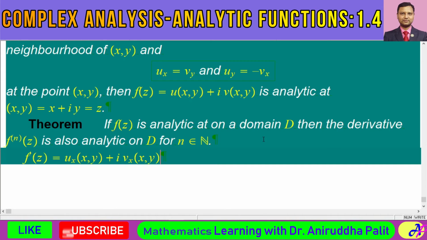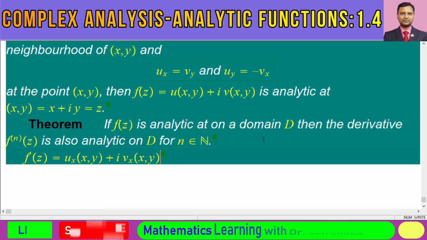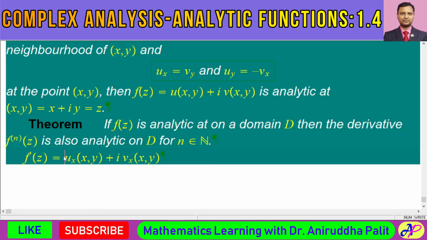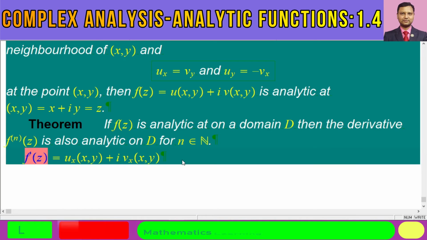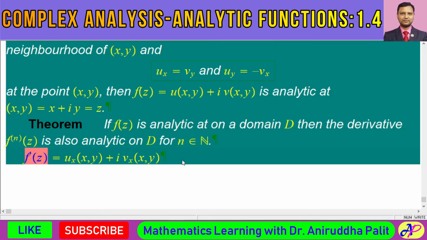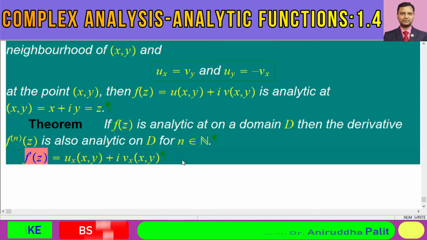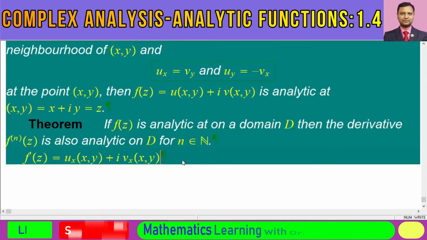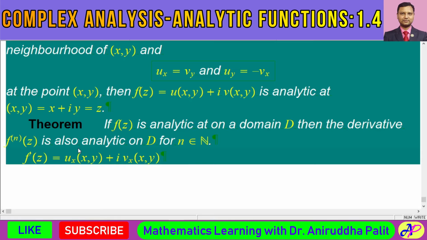That would also be a function of x. If it is an analytic function, then its partial derivative ux... I told you that analyticity means it should be a differentiable function. If a function is analytic, then it must be a differentiable function, because analyticity means that along with the point, the function should be differentiable in a neighborhood as well.